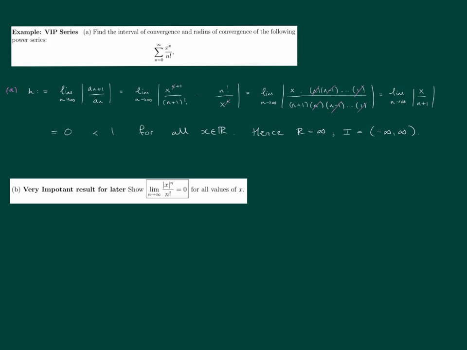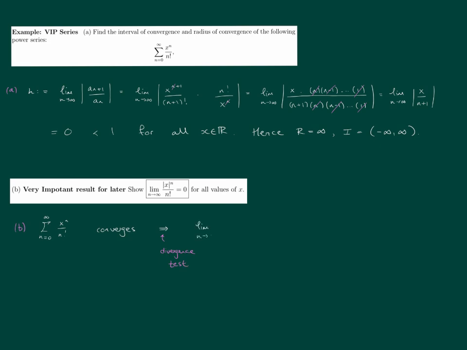Okay, let's move on to the second part, this important result. So, for all x, this series converges by the first part. We have by the divergence test that the terms have to go to 0.